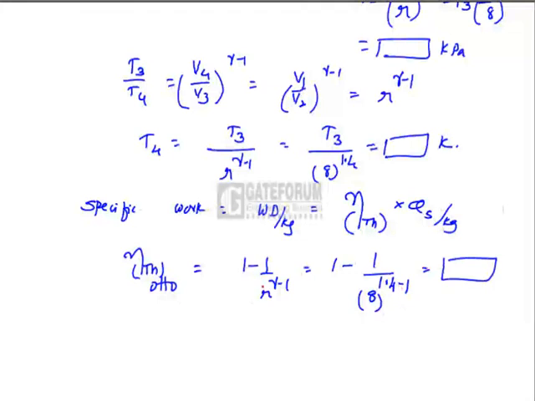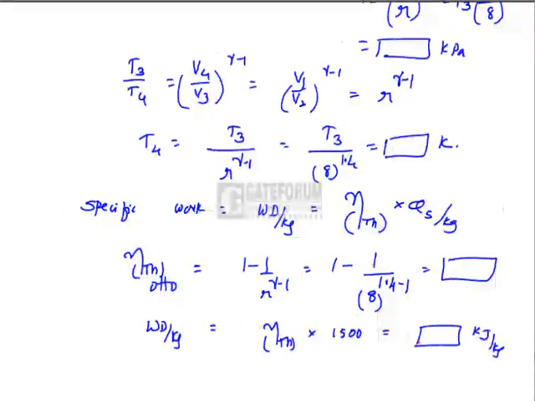Having obtained thermal efficiency, work done per kg is equal to thermal efficiency into heat supplied, which is given as 1500 kilojoule per kg, from which you can calculate work done per kg.